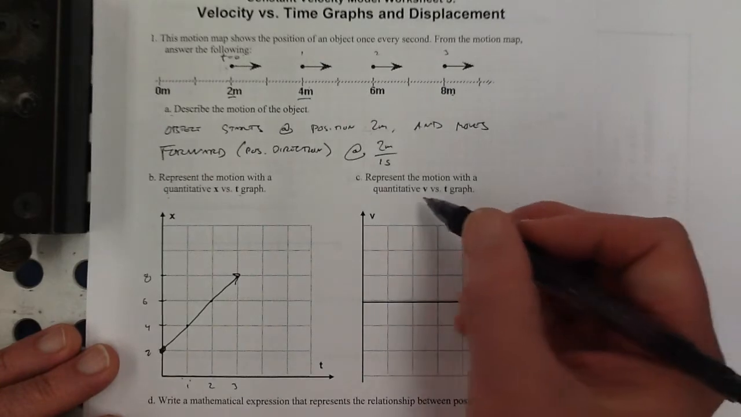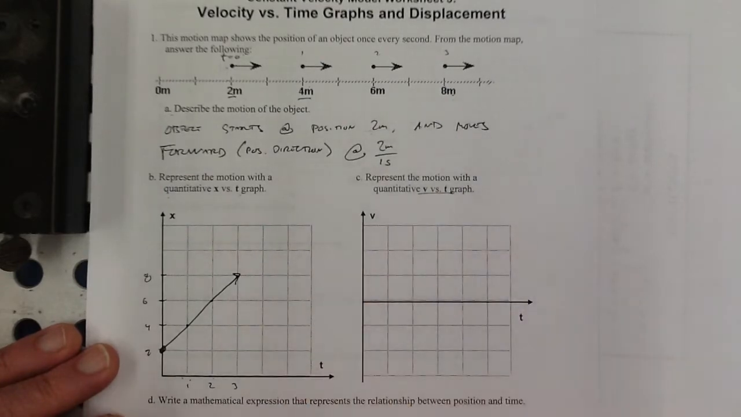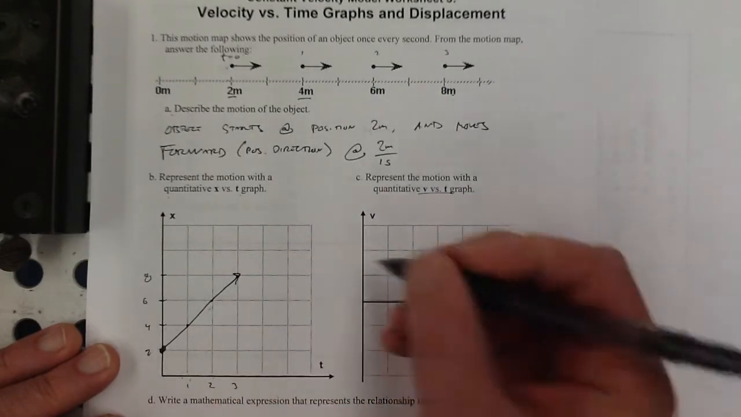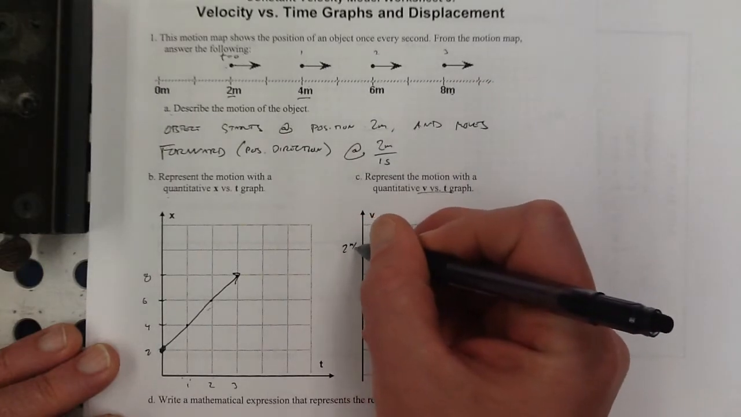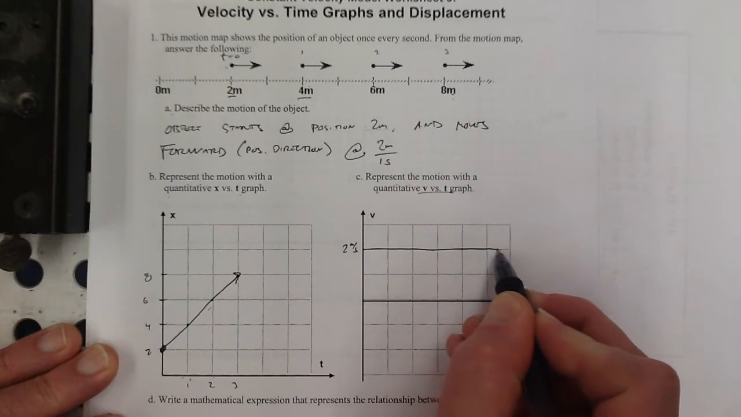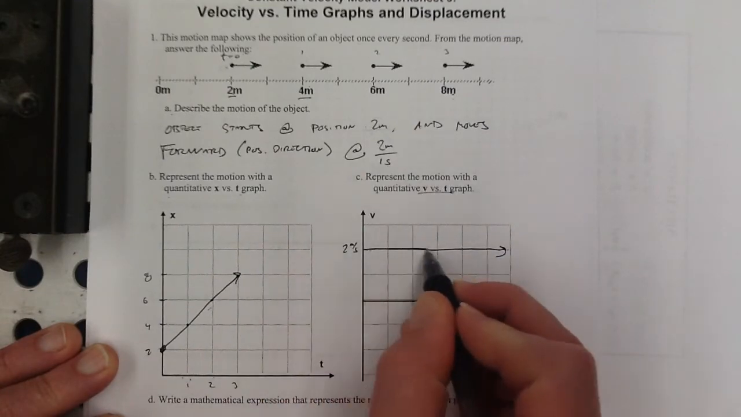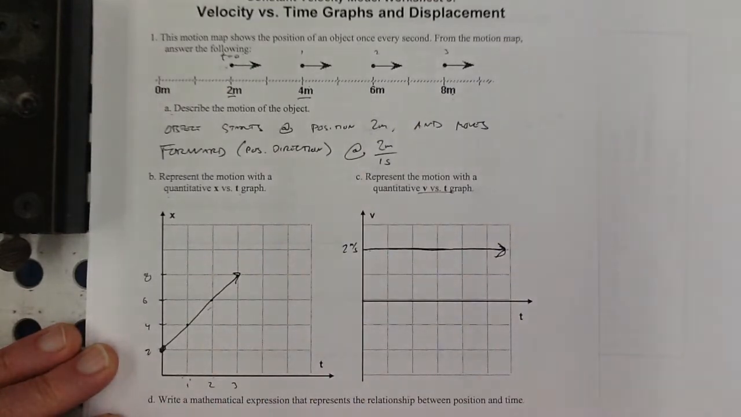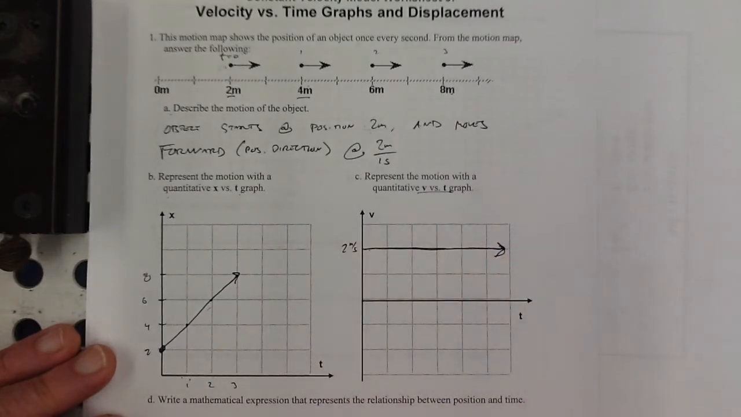All right. What does the velocity versus time look like? Well, this has a constant velocity, and the velocity is just the slope. So it's just constant. That's the velocity. It's 2 all the time.